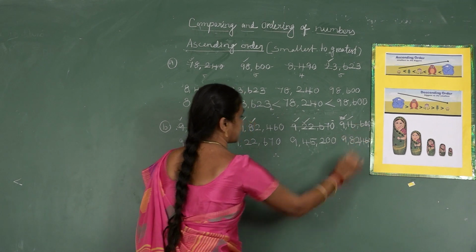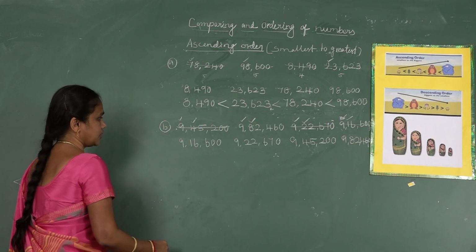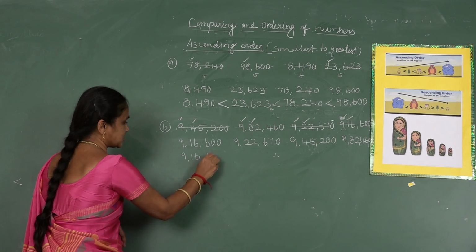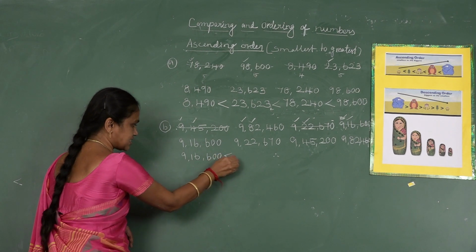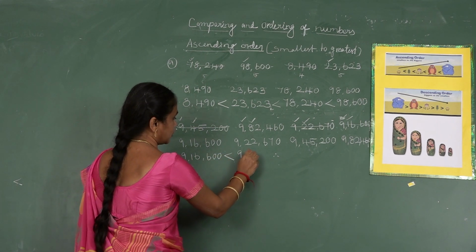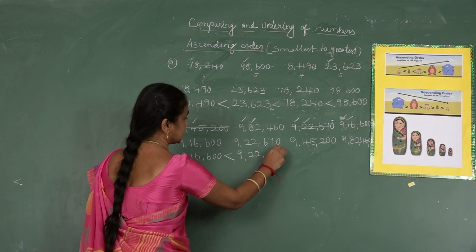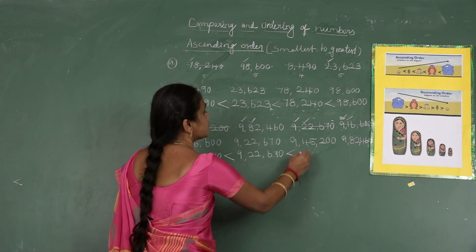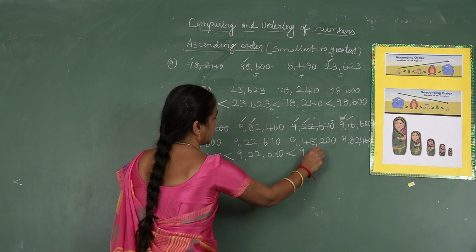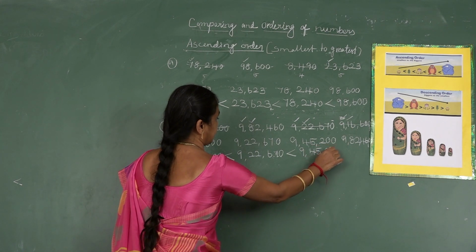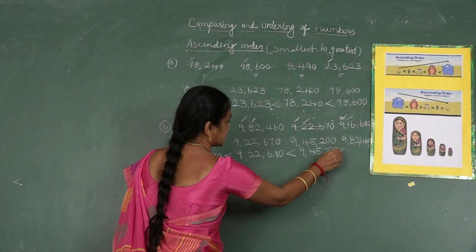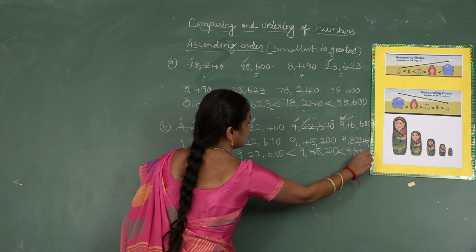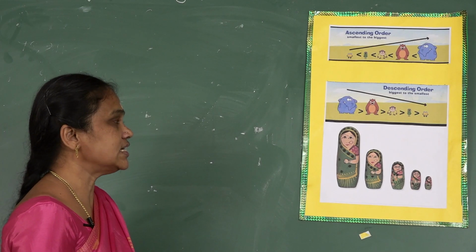9,82,460. Nine lakhs 16,600 is less than 9,22,670. This number is less than 9,45,200. This number is less than 9,82,460. Now we move to descending order.